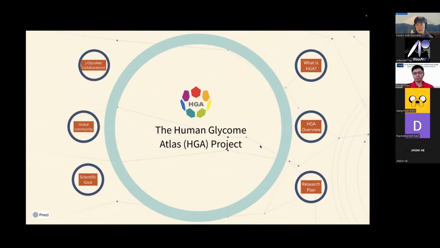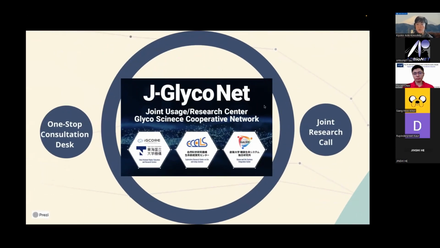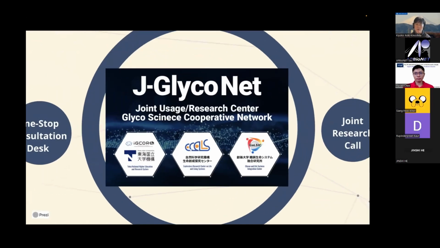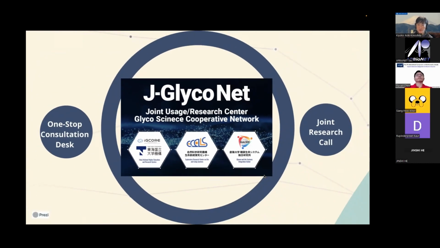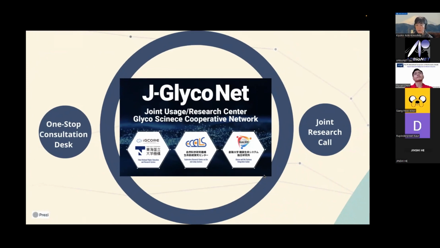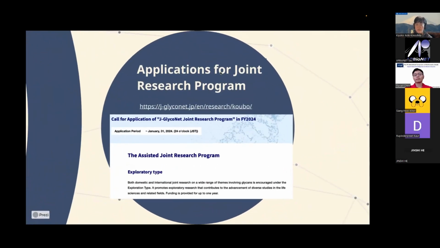And in order to do that, one of the first steps is JGlycoNet. Like I said, JGlycoNet is a cooperative network across Japan, being supported by IG Core, the XL's Research Center, and my institute, the Glycan and Life Sciences Integration Center at Soka University. So these three institutes are working together to do joint research. Actually, right now we have a joint research call, so people here who are interested can apply. The information is at this URL.